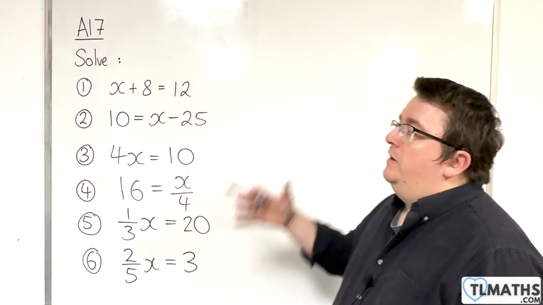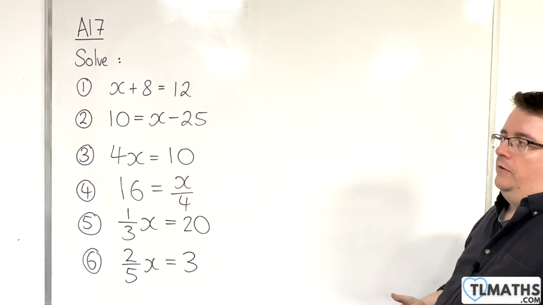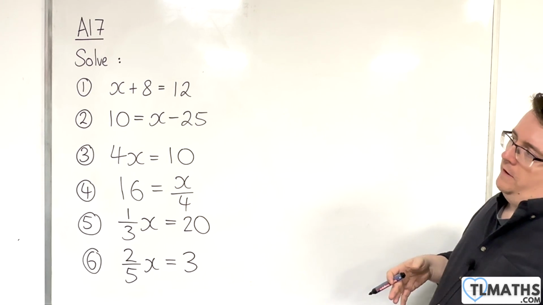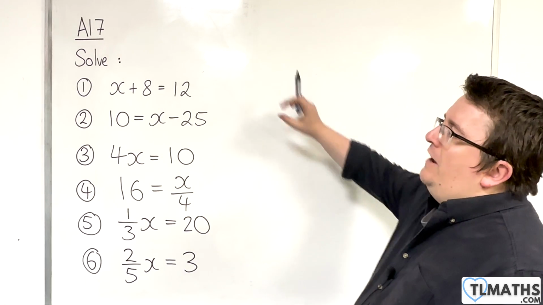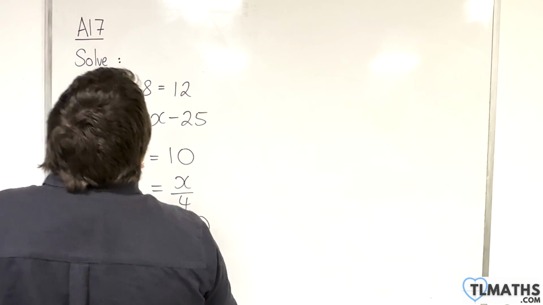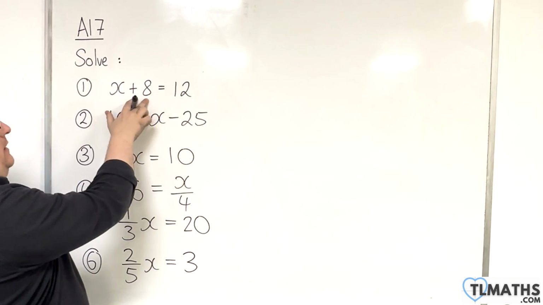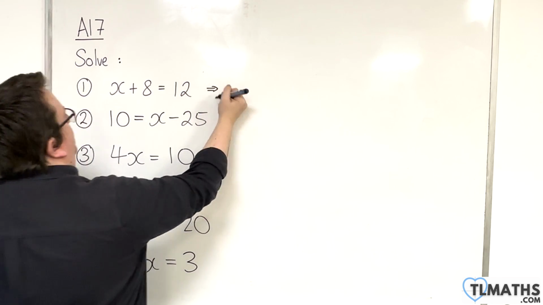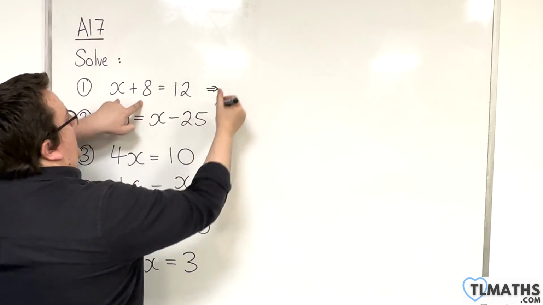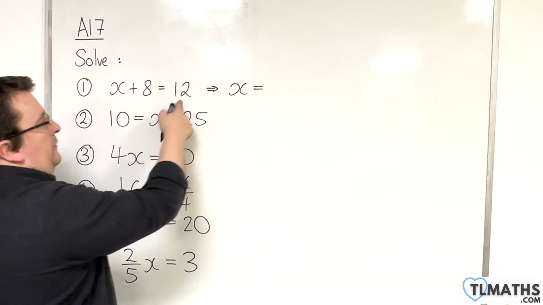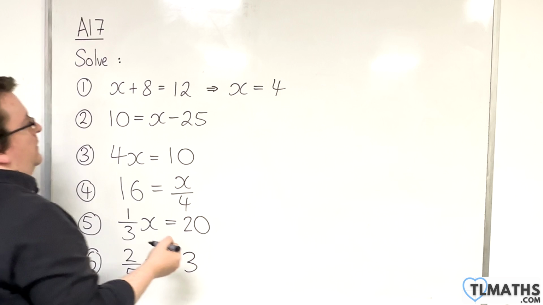So in this video, I'm going to go through a brief mix of the styles of equations that we've seen so far. So x plus 8 is equal to 12 is the first one. And here you can see we're adding 8. So in order to isolate the x, we're going to have to subtract 8 from both sides. So if we subtract 8 from the left-hand side, we get x. And if we subtract 8 from the right-hand side, we get 4.